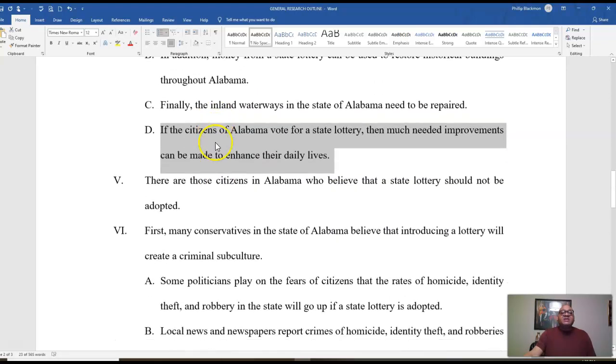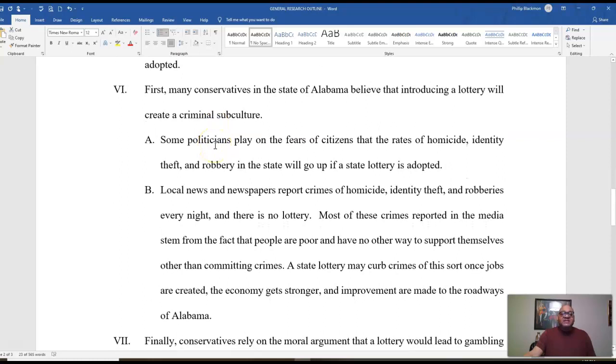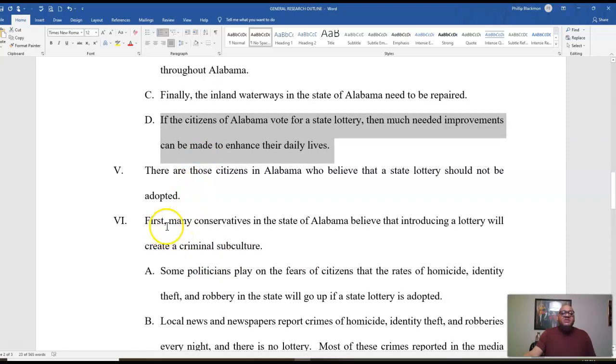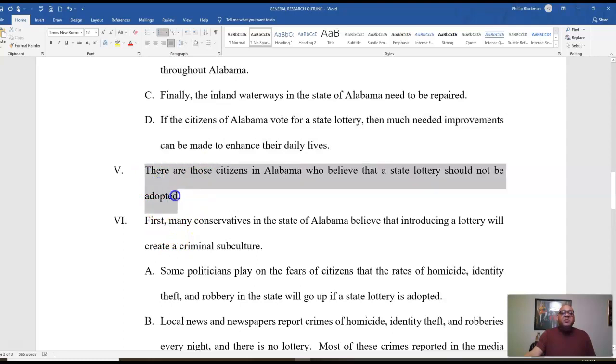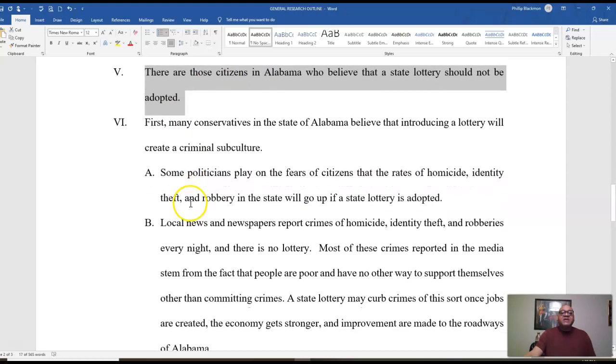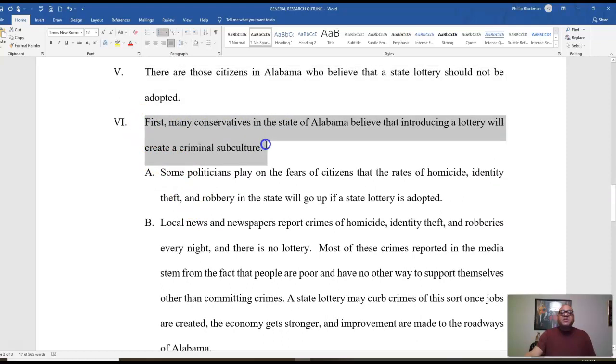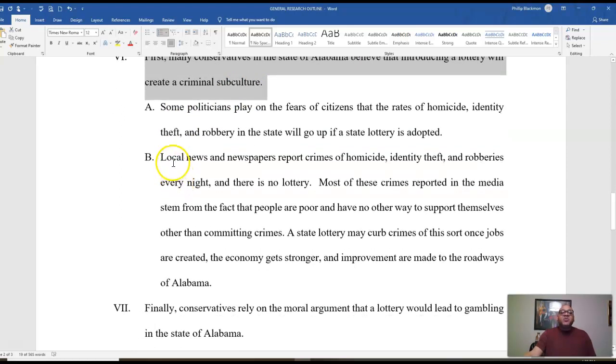So once you do that, let's talk about Roman numerals number 6 and 7. Roman numerals number 6 and 7 grow from Roman numeral number 5. Remember, this is the opposing view. There are those citizens in Alabama who believe that a state lottery should not be adopted. Give me 2 of their reasons, okay? So first, many conservatives in the state of Alabama believe that introducing a lottery will create a criminal subculture. This is different from Roman numerals 2, 3, and 4 because you only have 2 points here.